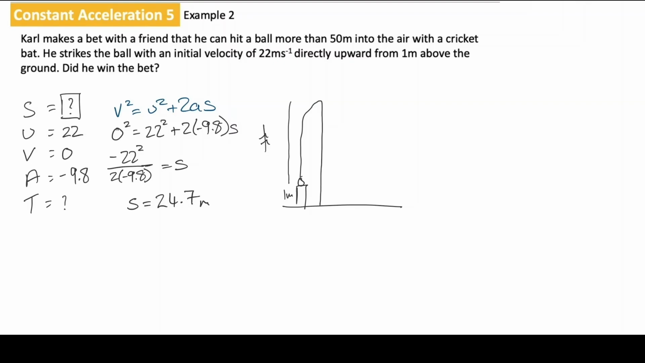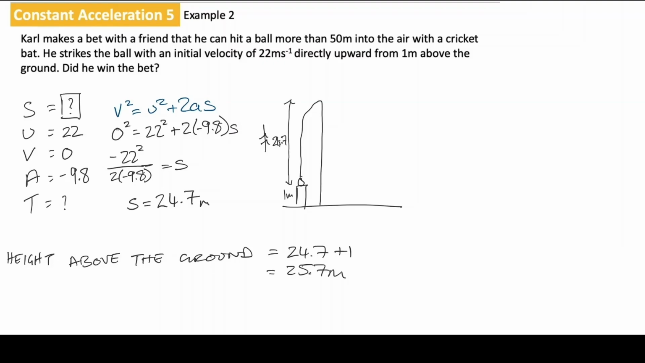So Carl has hit the ball and he's given it a displacement of 24.7 meters plus the initial 1 meter above the ground. This cricket ball gets to a grand total of 25.7 meters above the ground. That's nowhere near the 50 meters he was bragging about. He doesn't win the bet. He actually loses the bet and he has to pay up. So, because we knew we wanted the greatest height possible, we set velocity equal to 0 and we use that in our SUVAT equation.